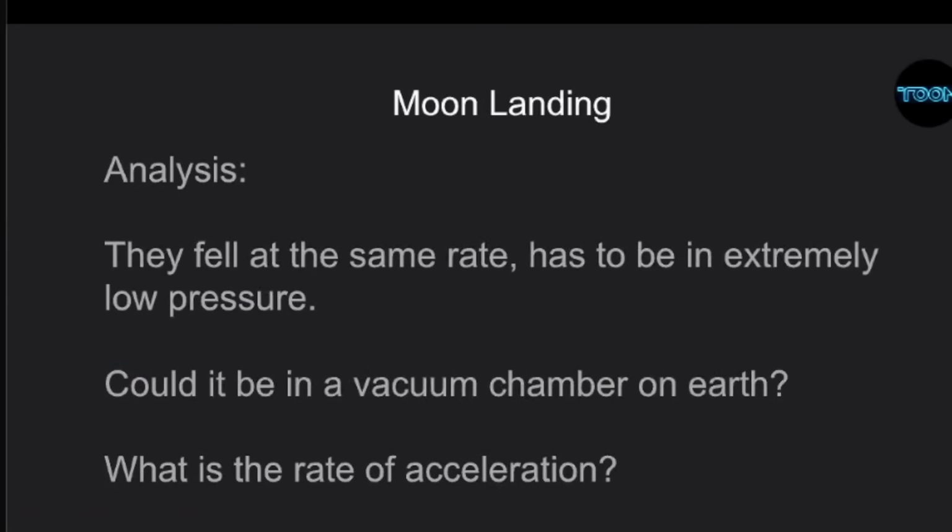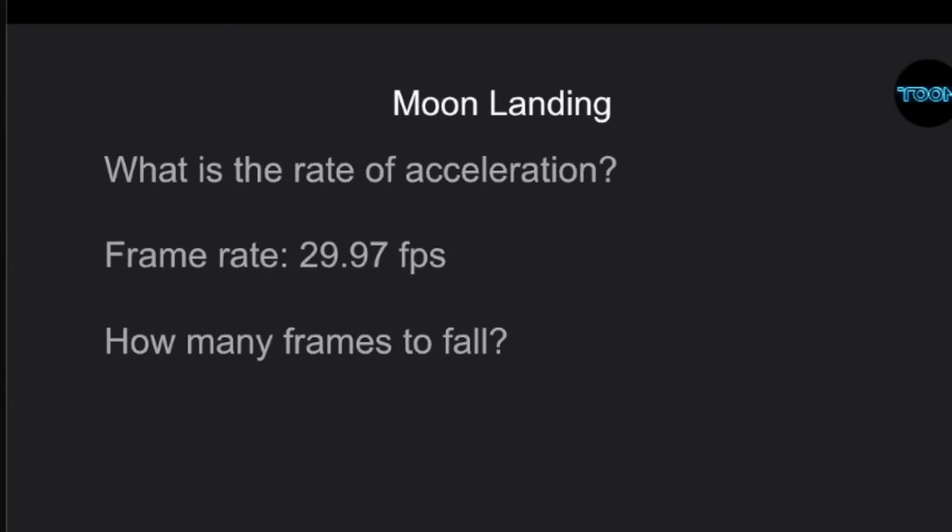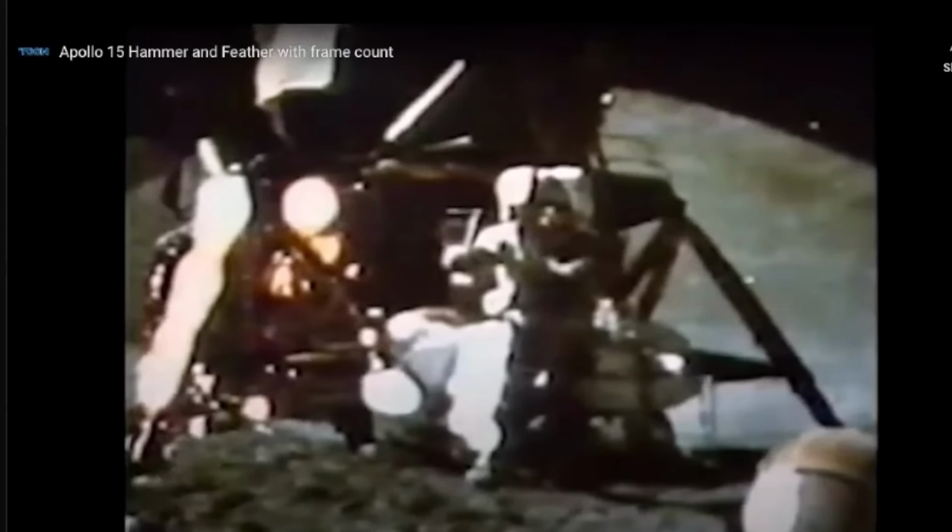So I did some analysis on it. They both fell at the same rate, which tells us that it has to be in extremely low pressure, so either on the moon or in a vacuum chamber. But what was the rate of acceleration down? So I did some analysis on that. I counted the frames. The frame rate is 29.97 frames per second. How many frames did it take to fall?